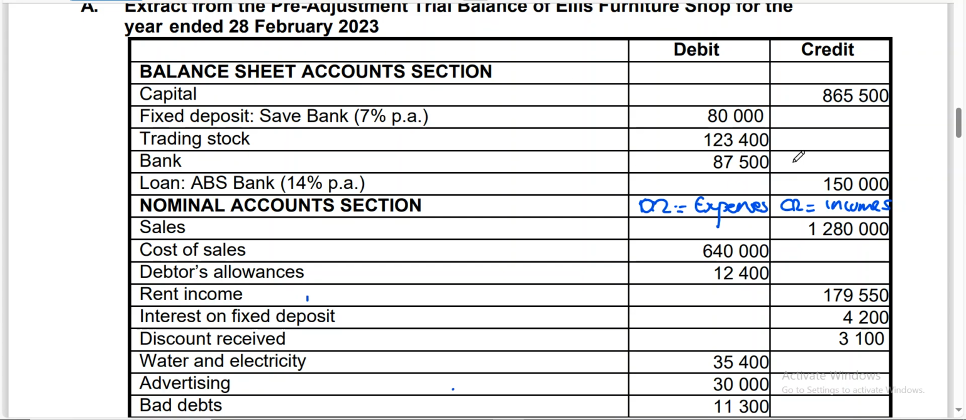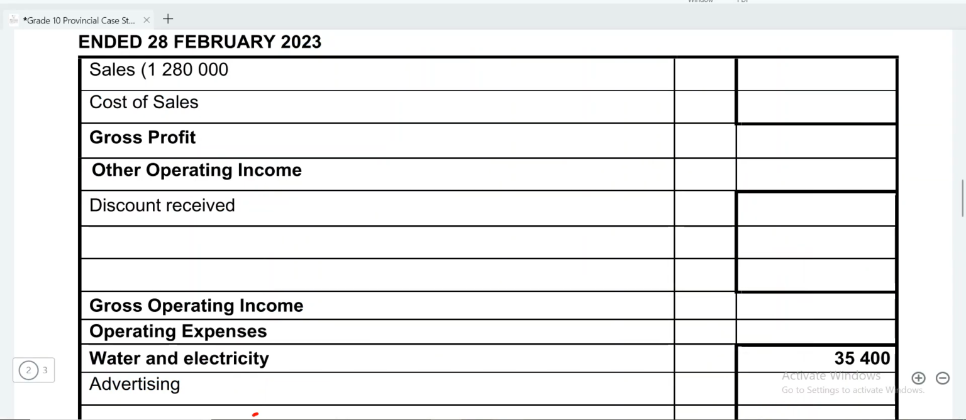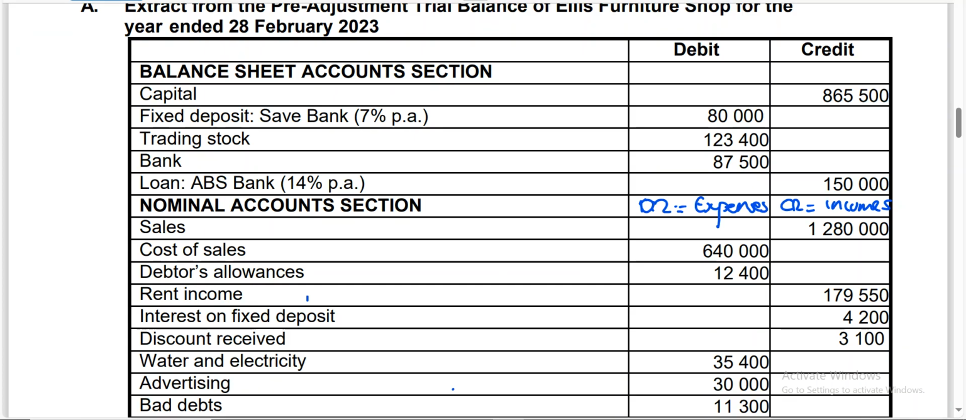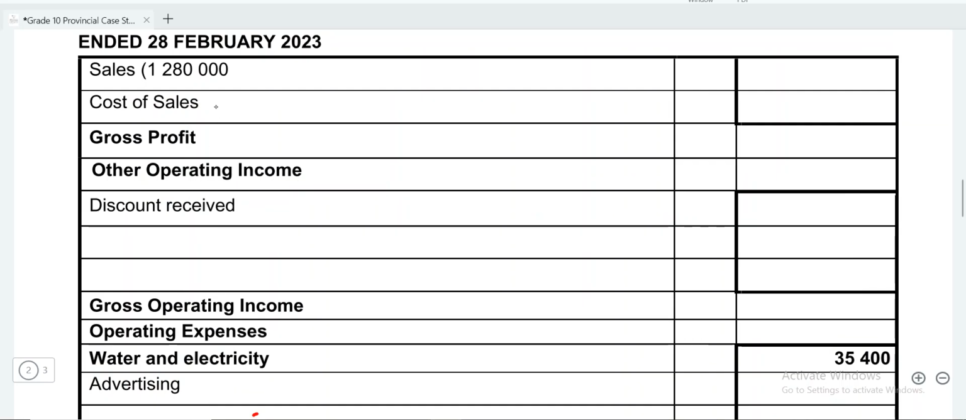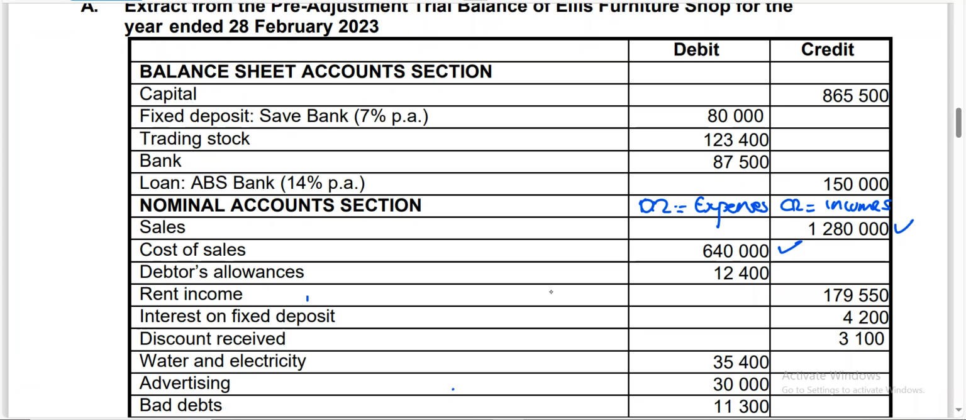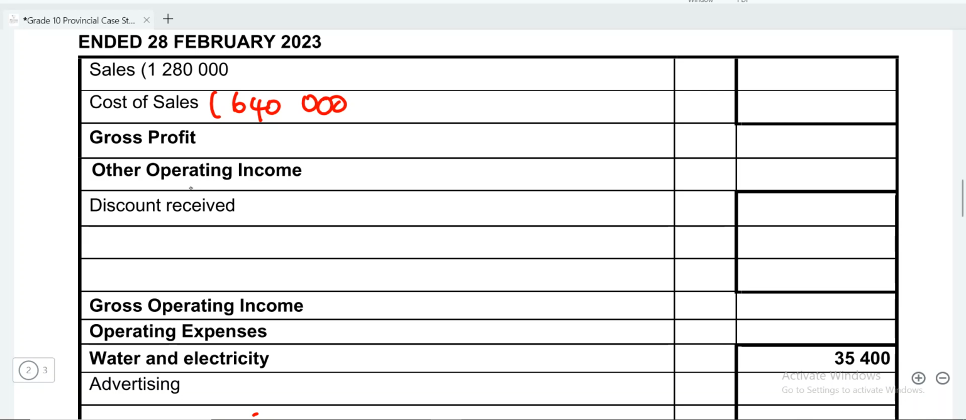So we're going to start by entering the information that we have. Our sales is 1,280,000 and it has already been entered for us. Our cost of sales is 640,000. Whatever we enter, I'm going to tick. So I'm going to open that bracket and say 640,000, and then we check what the next thing is that we are given. We have the tax allowance for 12,400. Remember, the tax allowance should always be closed off to sales, so in this case we're going to say minus 12,400.